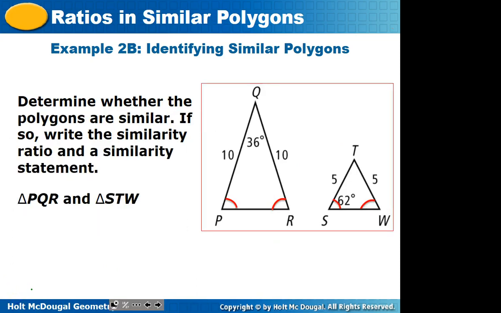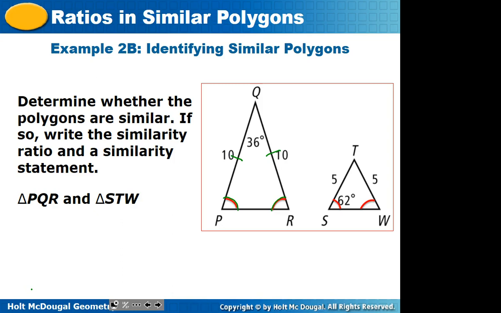Okay, for example 2b, it says identify similar polygons. It says determine whether the polygons are similar. If so, write a similarity ratio and a similarity statement. Well, we have this similarity statement that's already up here, PQR and STW. So first of all, the very first thing I notice is that we have a 10 on this side and a 10 on this side. That tells me that this angle is congruent with this angle because it's an isosceles triangle. So I'm going to go ahead and solve for angles P and R.